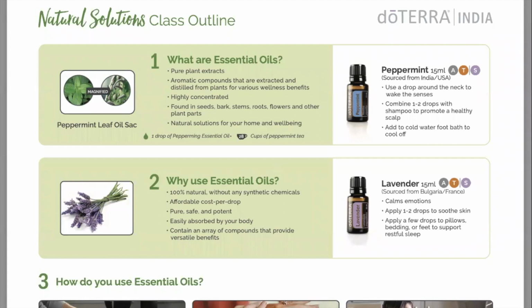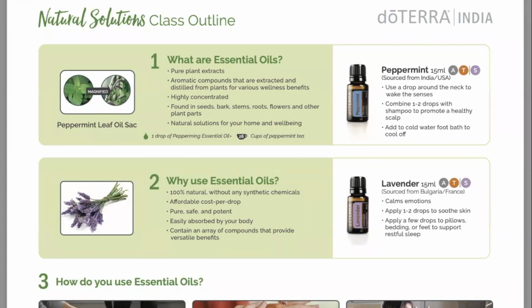Okay, so for today's class, it's basically a very basic introduction to essential oils class, where what we're going to be going through is different ways to use the essential oils and how we can use them. And then at the end, we'll do some question and answer over specific essential oils or any specific ailments that you may be wanting to talk about.